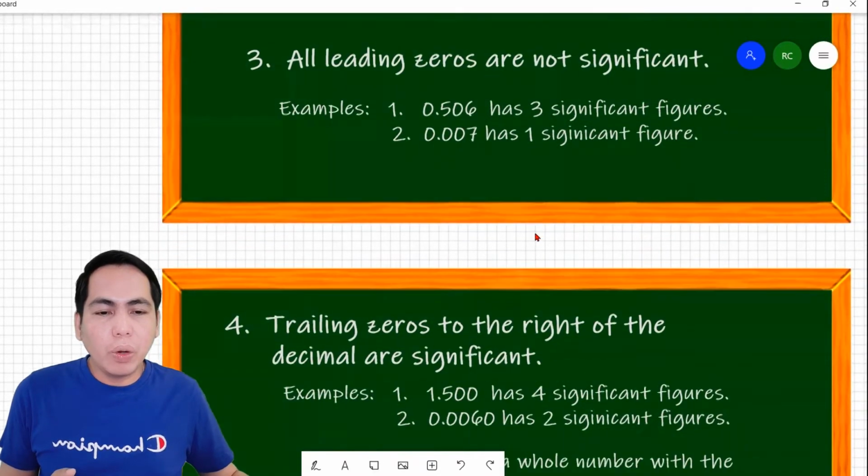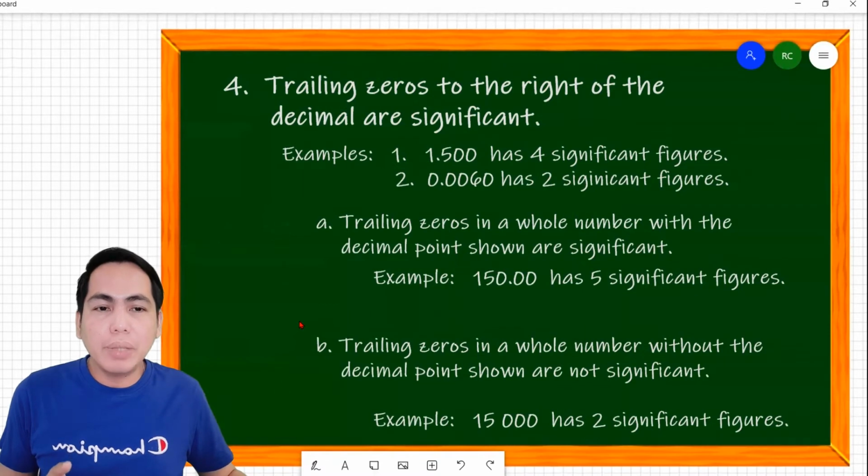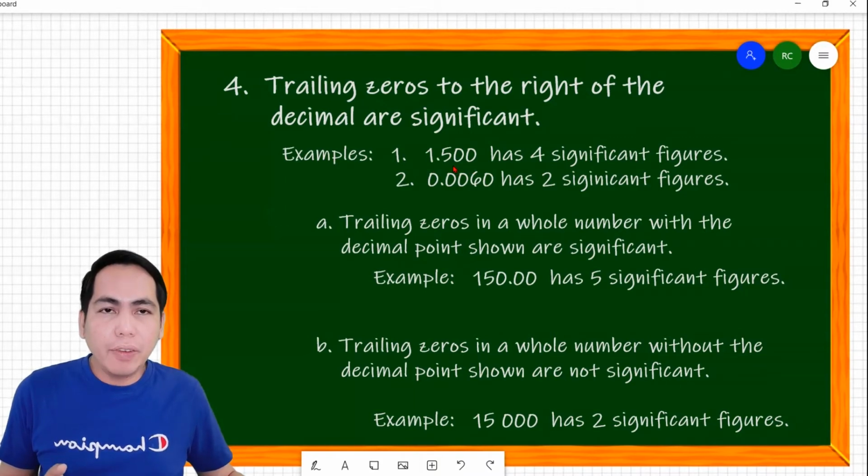Let's have number 4 rule. Trailing zeros to the right of decimal are significant. Trailing zeros, these are the zeros that can be found after the non-zero digit. For example, 1.500 has 4 significant figures because the 2 zeros are found after the decimal point. So although the 2 zeros are not found in between two non-zero digits, the zeros are found after the decimal point. So therefore, these 2 zeros are also significant. That's why 1.500 has 4 significant figures.